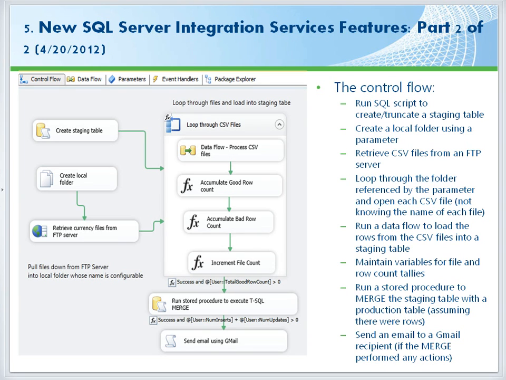Because I might have processed 5 files, and maybe the first one had 10 good rows, and the next one had 20 good rows. So I want to accumulate them into one variable at the end.